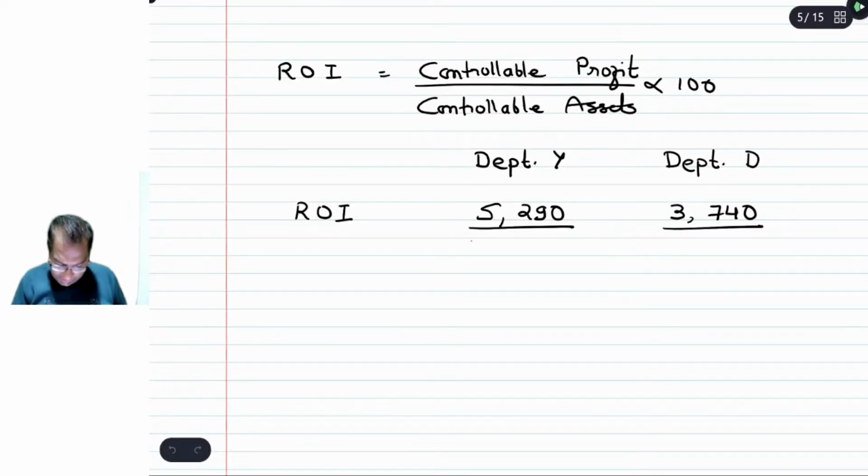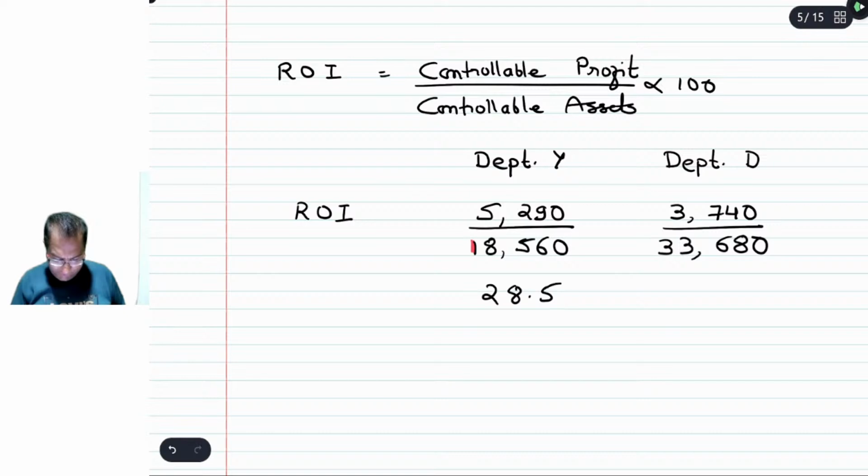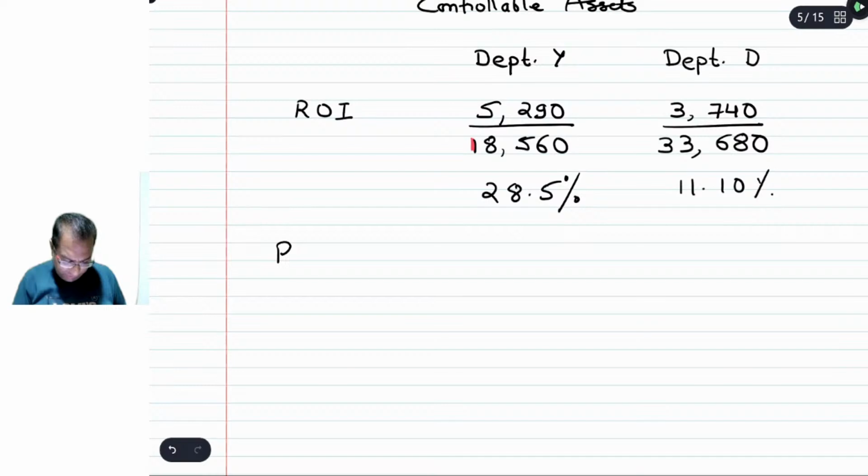So it's 18,560 and 33,680. So अब ROI निकालिए आप. It's 28.5%, while it's 11.10%. Okay. Also tell me the bonus amount.